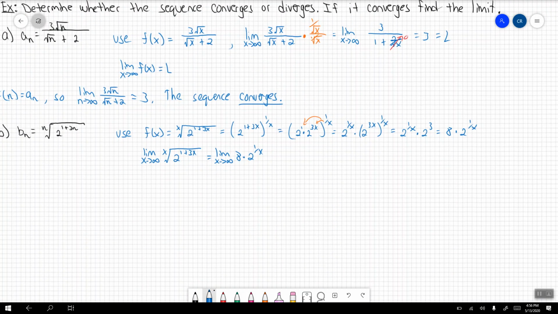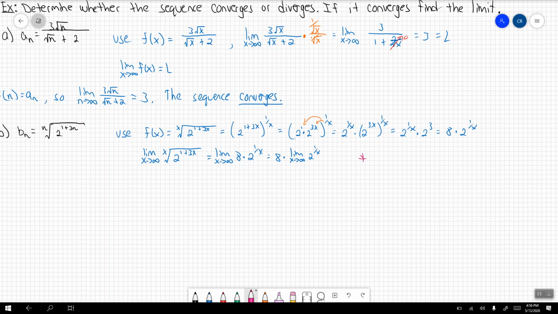So as I'm looking at this, the limit is going to be 8 times the limit as x goes towards infinity of 2 to the power of 1 over x. So let's keep going. As x gets large enough, let's look at this denominator. It's going to get very, very large. That means this exponent is just going to tend to 0. All right, now what does that look like?